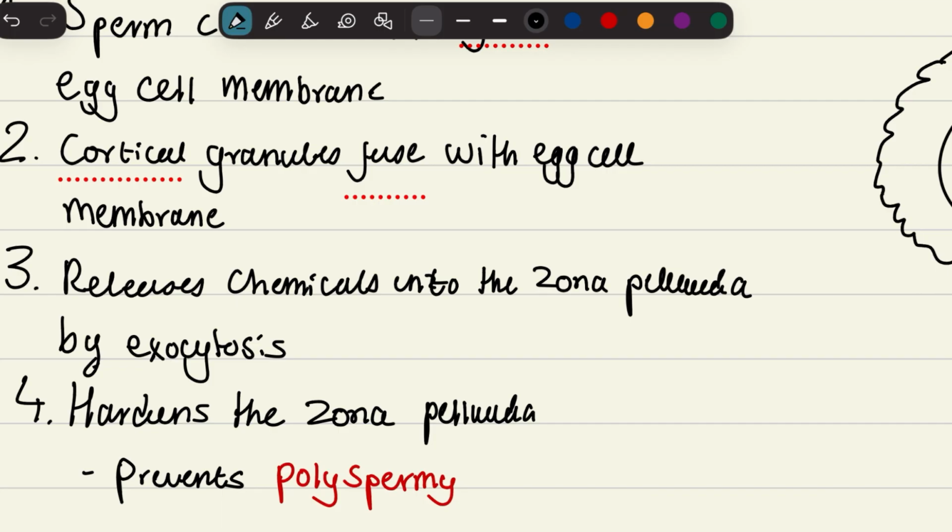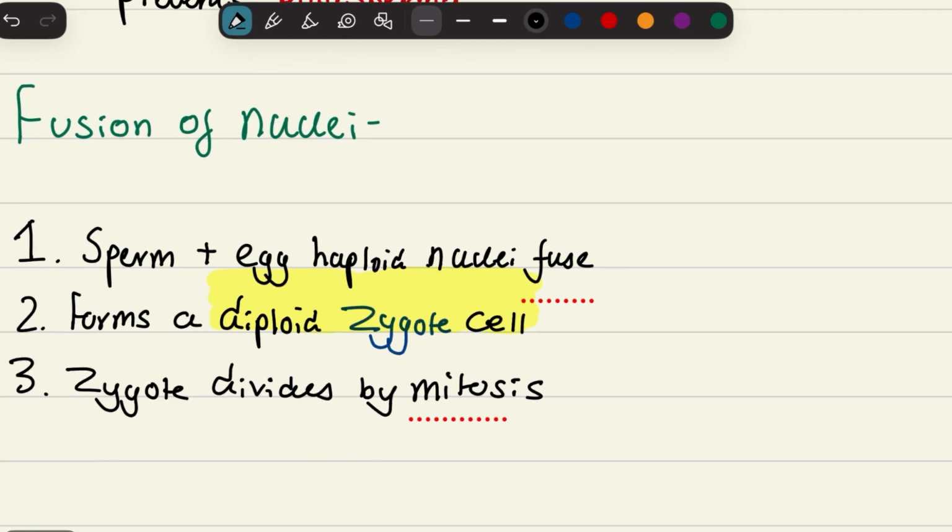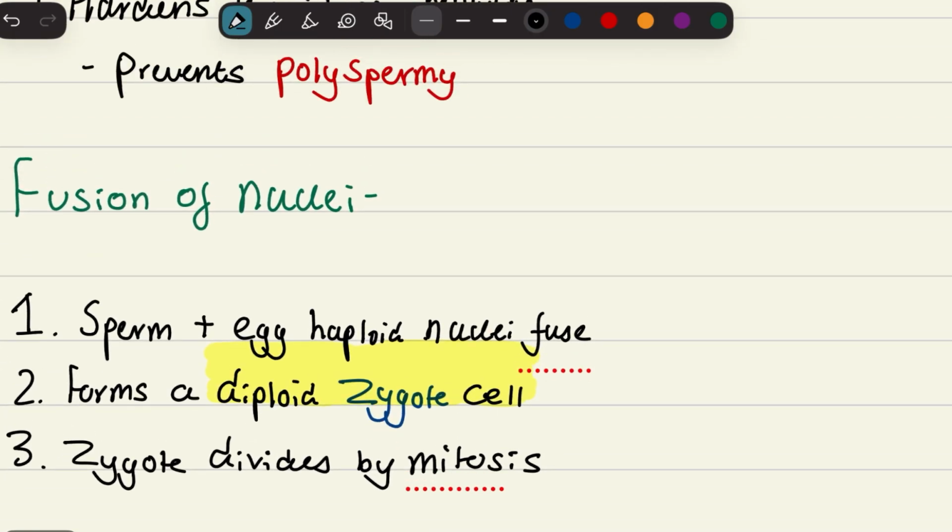Cool. Now what's going to happen is we've had the fusion of the membranes. The haploid nuclei of the sperm cell and the haploid nuclei of the egg cell are both in the same place, right? And they're going to fuse. So when they fuse, we form what we call a diploid zygote cell. So zygote cell, just good to remember, diploid because we had 2 haploids, so N and N joined to make 2N, which is your diploid number, yeah?